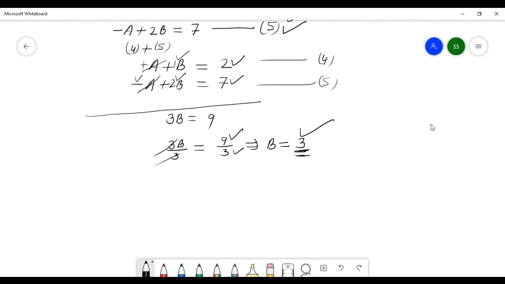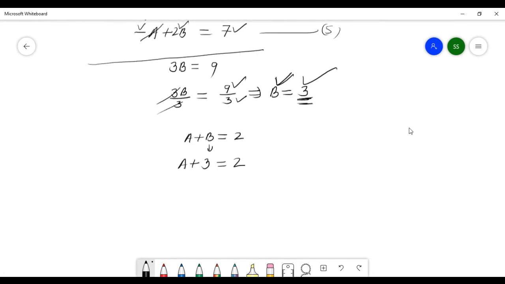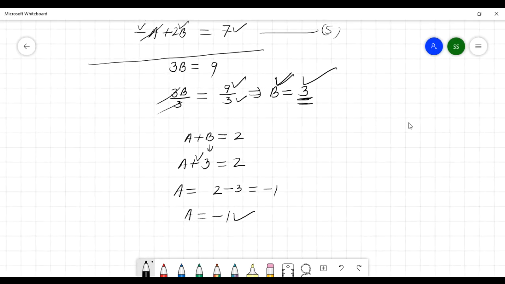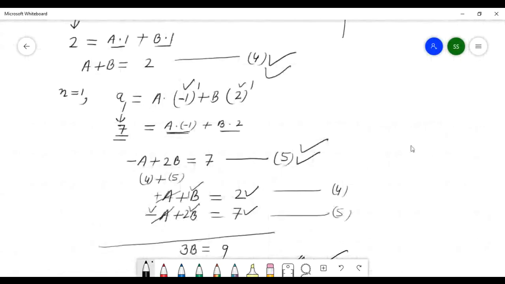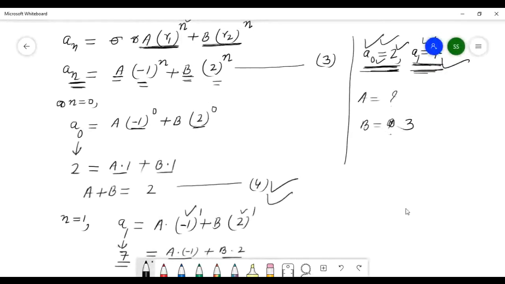So equation 4 is what? A plus B equal to 2. Here put B equals 3, so A plus 3 equal to 2. Right? A equals 2 minus 3, which equals minus 1. A equals how much? A equals minus 1.